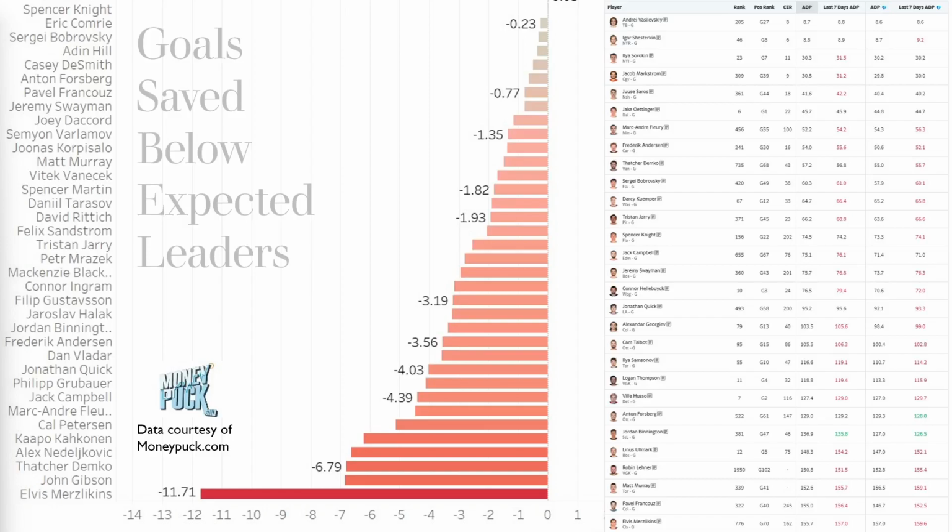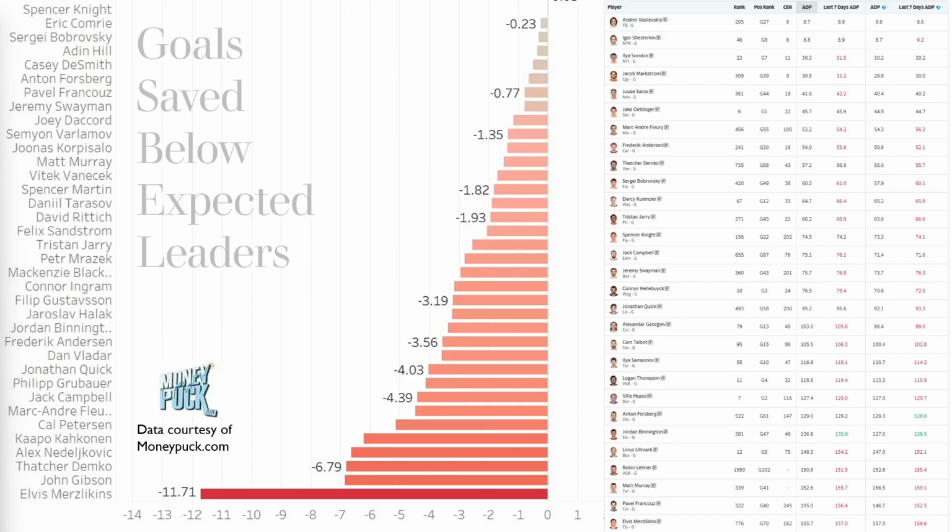Now, Freddie Anderson is on this list, and that surprises me a bit. So Carolina is 4th in expected goal differential. They are 2nd in expected goals against. So maybe they're just playing incredible D, and that's the reason he's letting in a few more than expected. But yeah, that's a little bit alarming. Jack Campbell is obviously struggling. We'll come back to him in a minute.